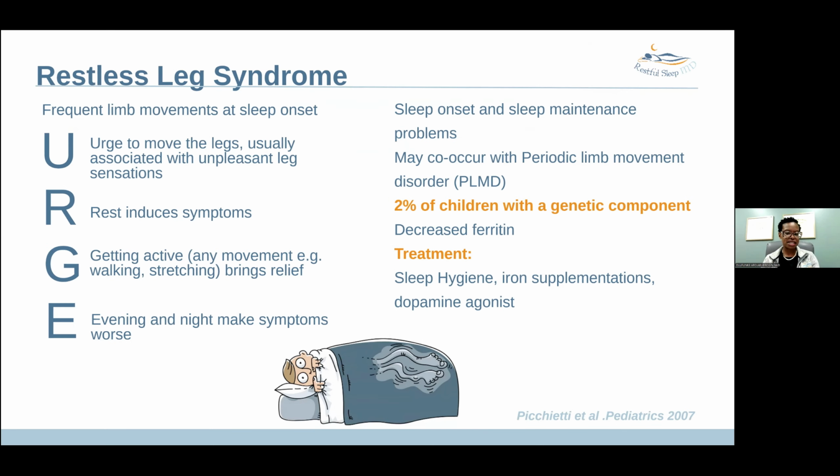Evening and nighttime make the symptoms worse. As a result of that, they have sleep onset and sleep maintenance problems. And this may co-occur with periodic limb movement disorder, which is a disorder that you see during the sleep study. About 2% of children have a genetic component to their restless leg symptoms. So I've had parents say, oh yeah, I have restless leg syndrome, or his dad has restless leg syndrome.